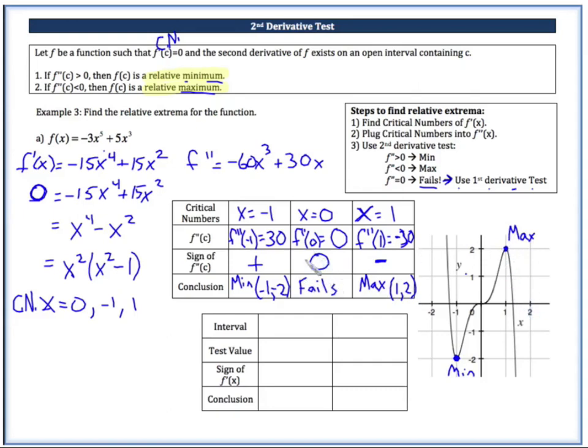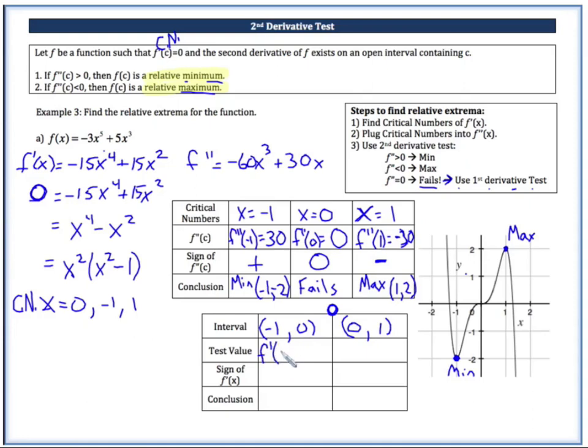So what do we do when the second derivative test fails? Well, we have to move to the first derivative test. We still use our critical number of 0, and the interval would be from negative 1 to 0, because negative 1 was our other point. And then above 0, it would be 0 to 1, because 1 was our other critical number. So we need a test value in here, and we're going to test it into our first derivative.